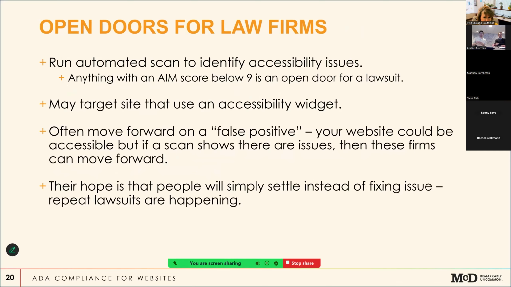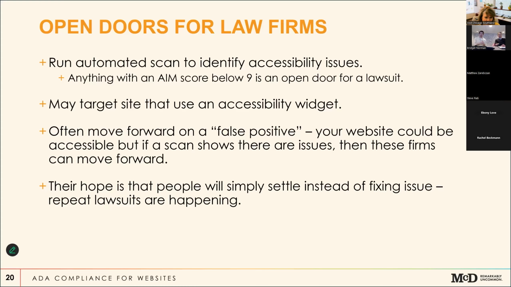So kind of how these law firms work is they run automated scans to identify accessibility issues. So they run scans that anybody has access to. We're going to talk a little bit about the WAVE Chrome tool. There's Lighthouse, a tool that Google has, but they're using these tools that are available to everybody. And anything below a 9 in an AIM score. An AIM score is kind of an accessibility metric that a lot of these free tools use, and anything below a 9 is technically an open door for a lawsuit.